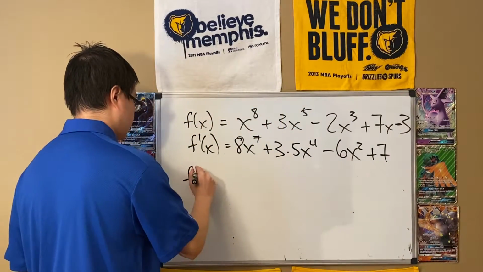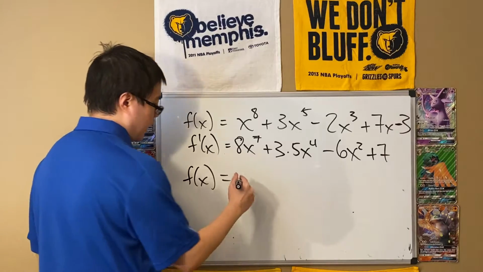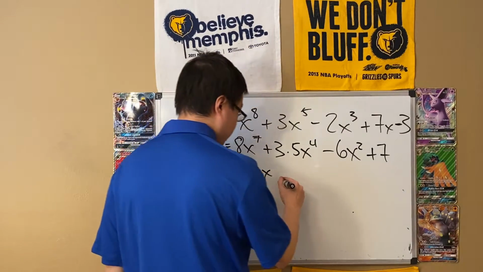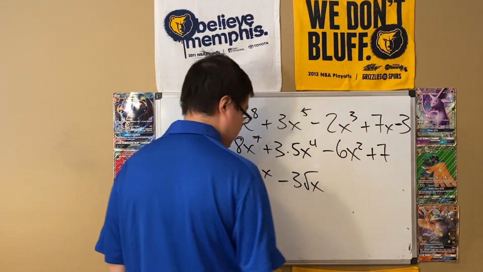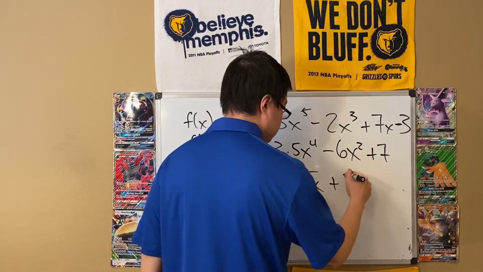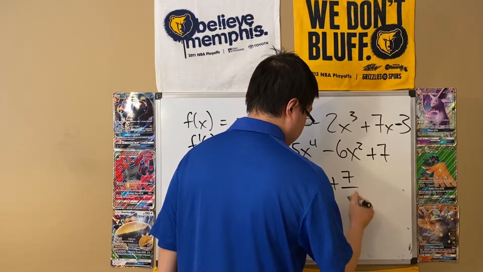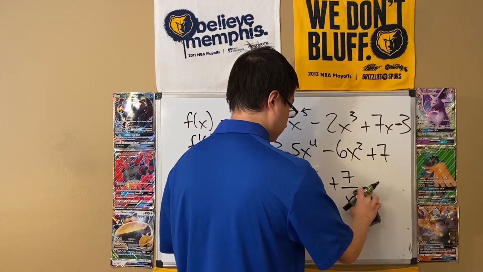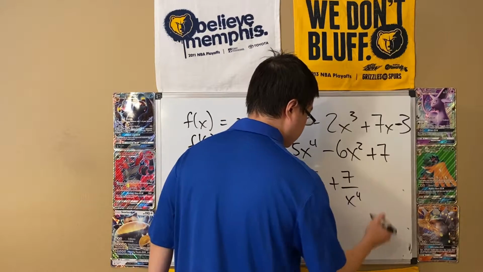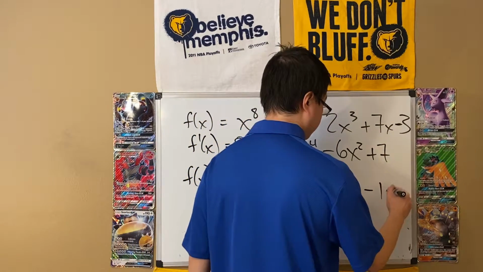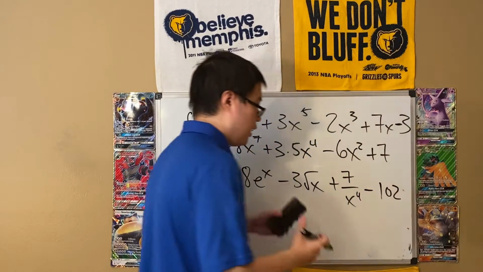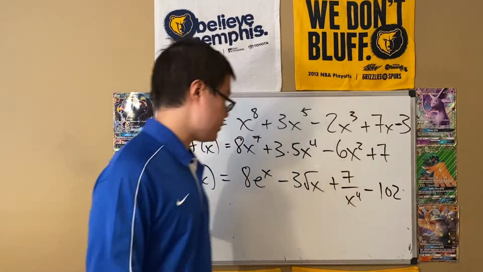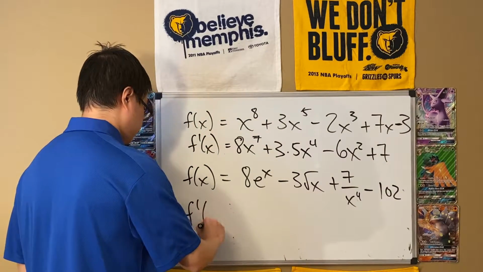So let's do f of x equals 8 e to the x, let's say minus 3 square root of x plus 7 over x to the 8th. Maybe not x to the 8th. I like x to the 4th better right now for some reason. And then finally, let's just subtract off the number 102. Hopefully you can see that the number 102 is actually not too bad because it'll just go away when we take the derivative. So let's go for this.